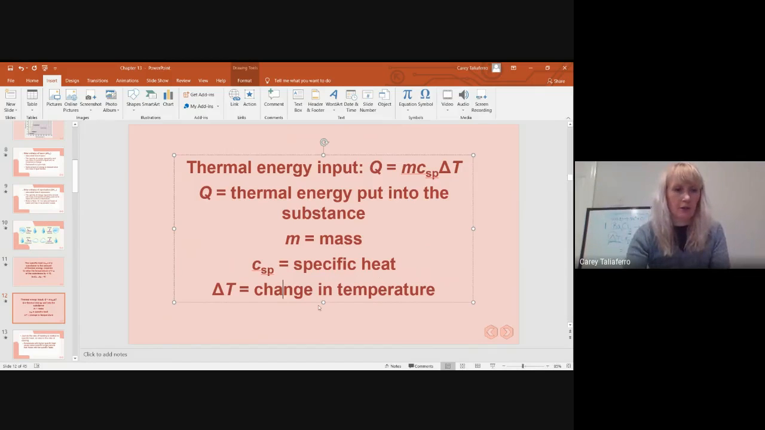So let's look at a type of problem. So Q equals, and this is the way I always remembered it, and I finally, when I was in high school, you're going to do enough of these problems that you're going to memorize it.